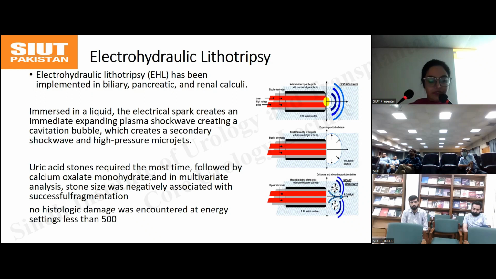Briefly, whatever I explained in the chart is written on all these slides. Electrohydraulic lithotripsy, other than renal, can be used for biliary and pancreatic stones. The mechanism of action is the same as I mentioned.